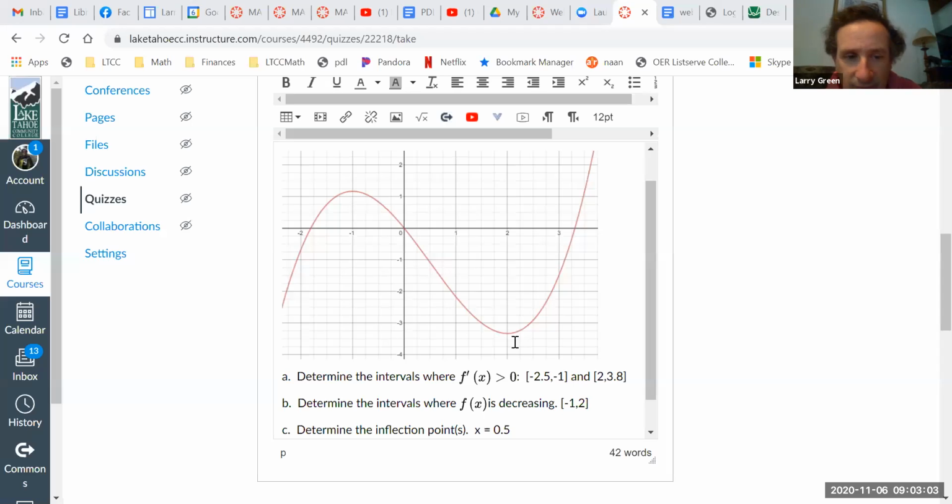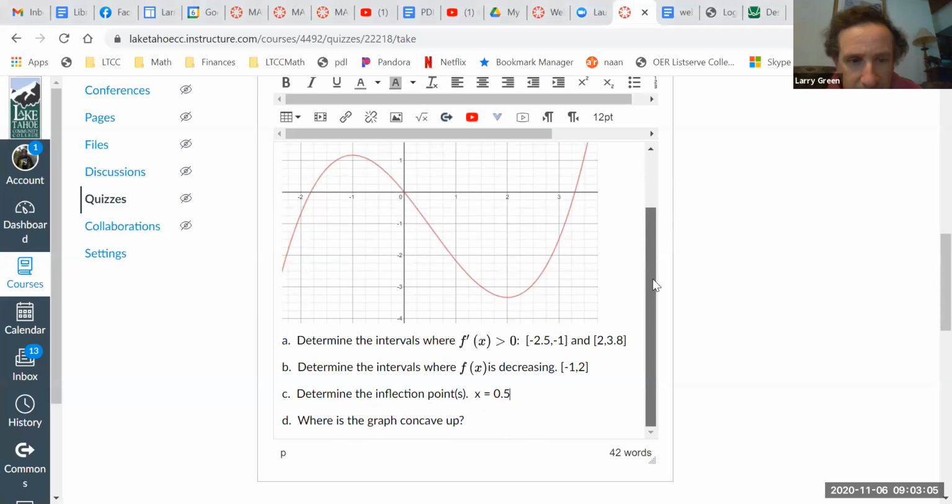Okay, so that was part C. Part D, where is the graph concave up? So where is it concave up? So remember, concave up visually is, if you think of it raining or snowing, probably rain, let's go raining.